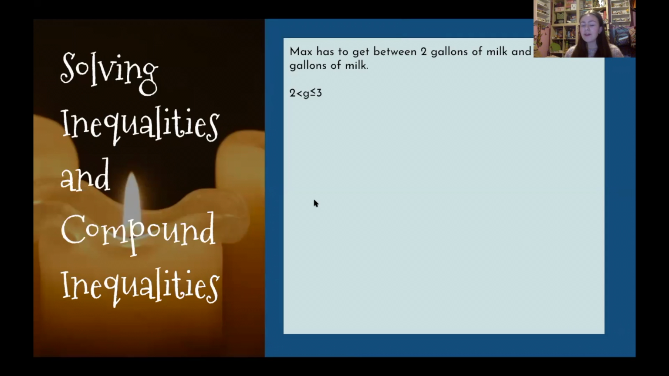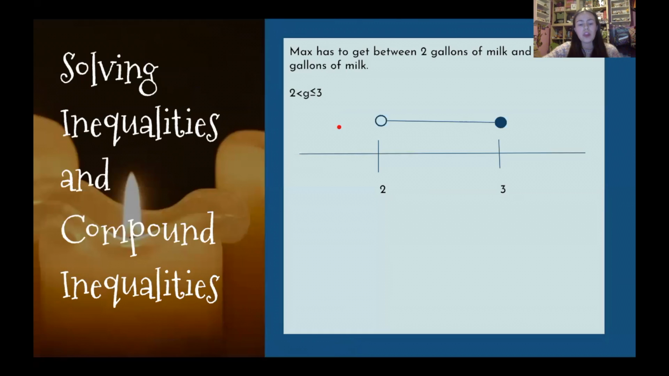So now let's figure out how to put that on a number line. Okay, so I've plotted it on the number line. And basically, because there is an open circle here and a closed circle, and it has to be between 2 and 3, the line is connecting. When in this situation, it is called an and compound inequality. Now I'm going to be going over an or compound inequality in a minute. But an and compound inequality is basically where you have to get between two numbers.